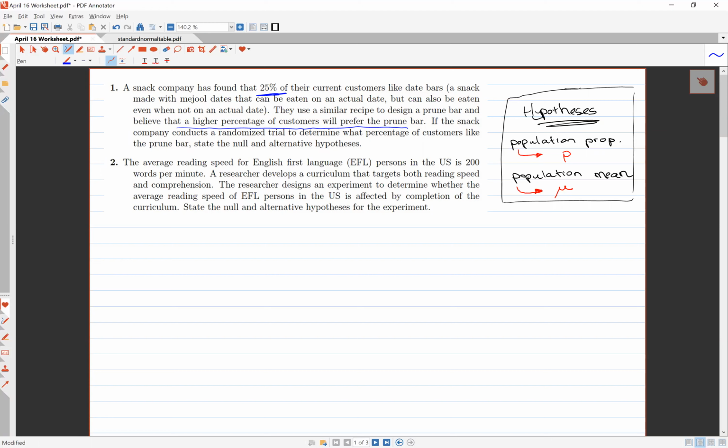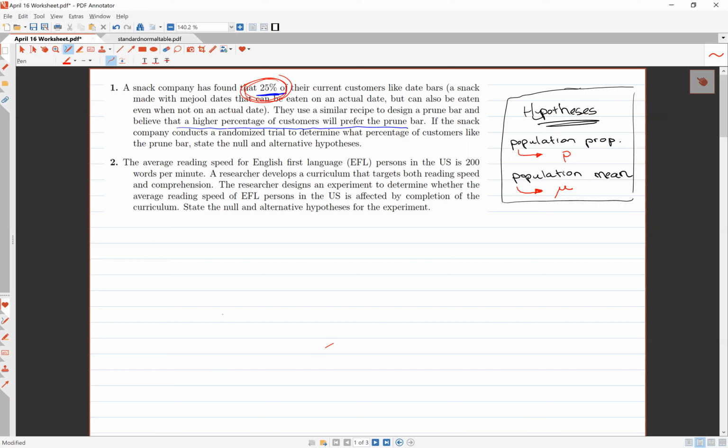So the null hypothesis is always the status quo, that which has been assumed to be true. And what is the status quo in this instance? Up to this point, the company knows that 25% of people like the product that they make. I know they're switching to a different product now, but the date bar is still the reference. That is the status quo.